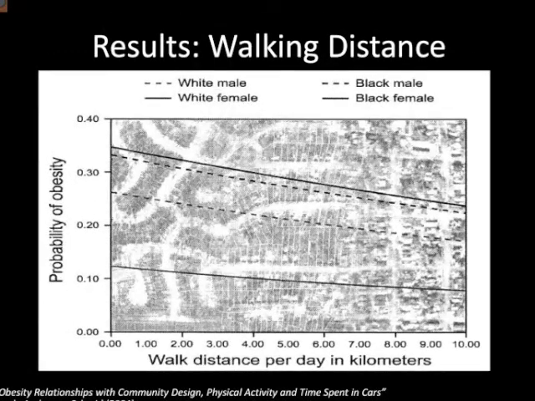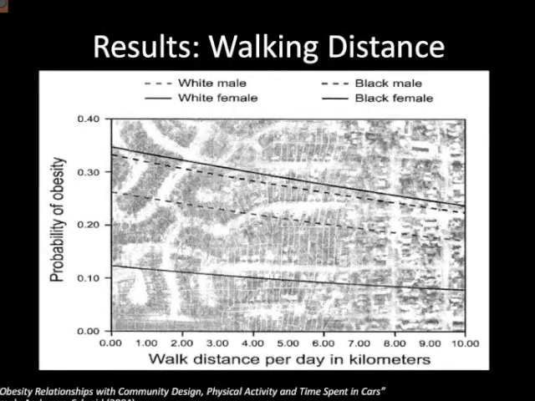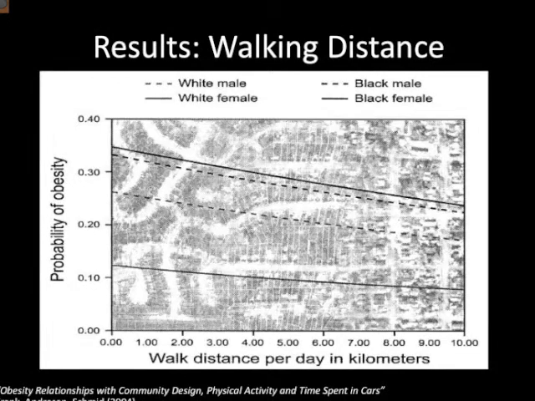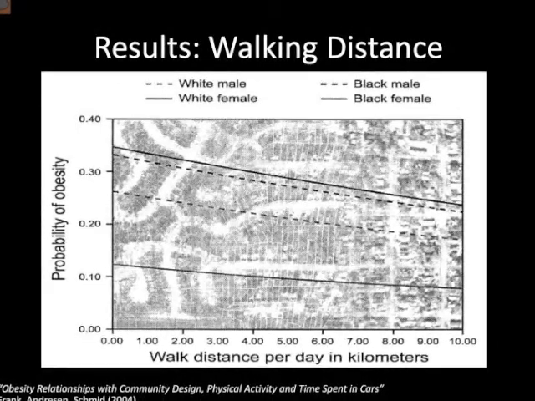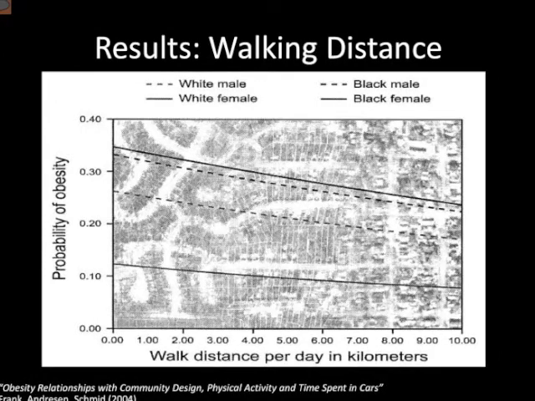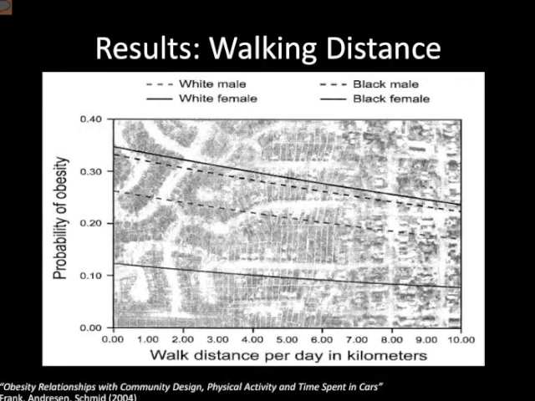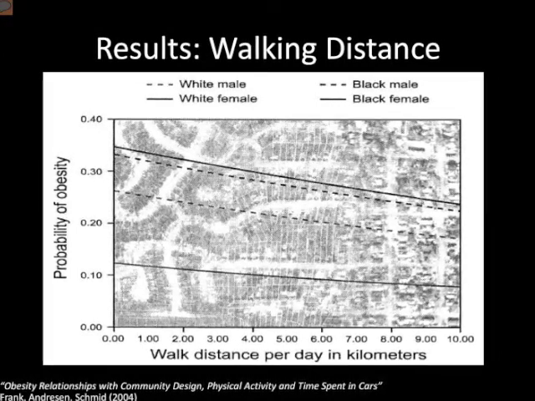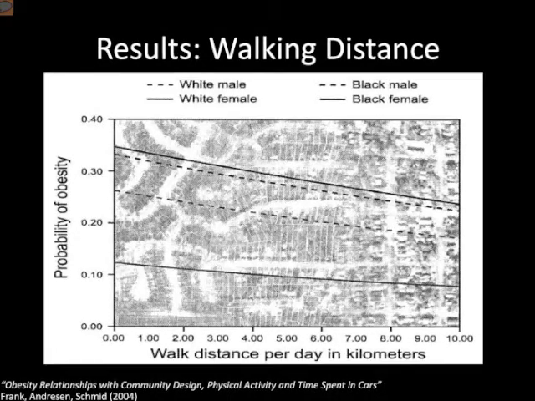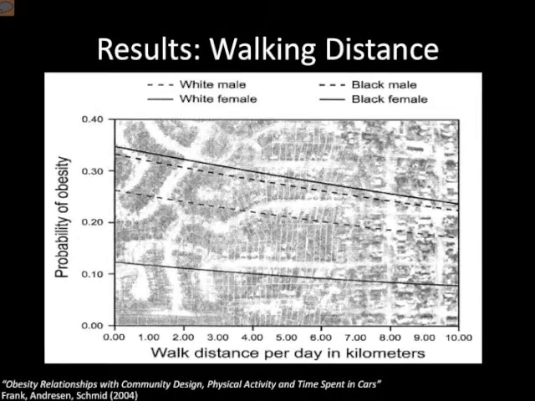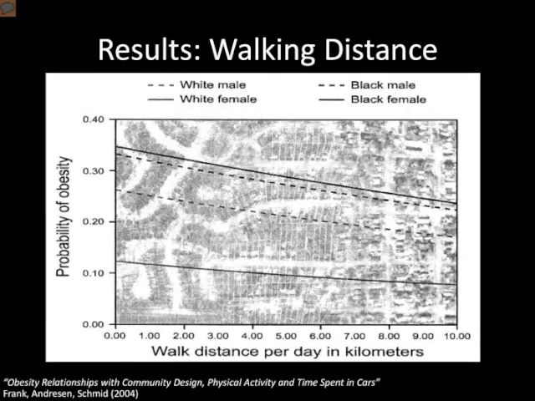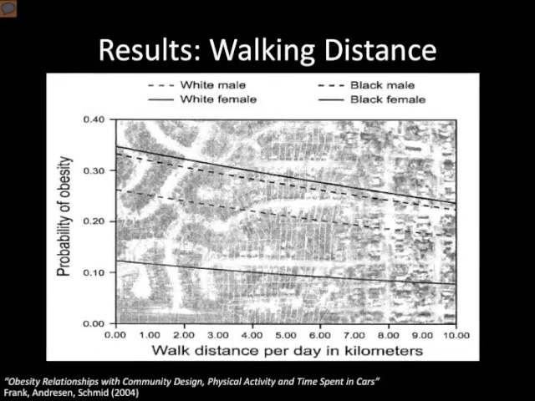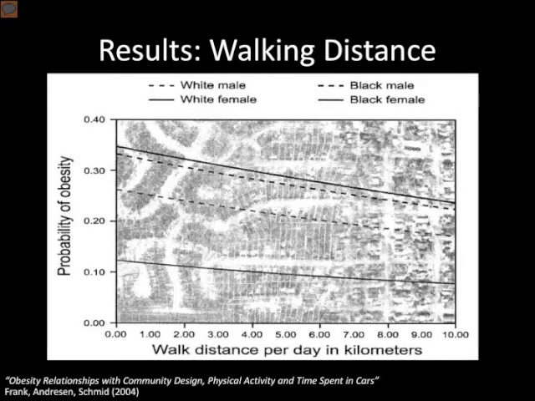So here we're looking at the results of the walking distance regression aspect. Here they were looking at walk distance per day in kilometers, and they found that each kilometer walked per day resulted in a 4.8% reduction in the odds of being obese. So pretty significant there. They also found that average walk distance was greater for blacks than for whites.